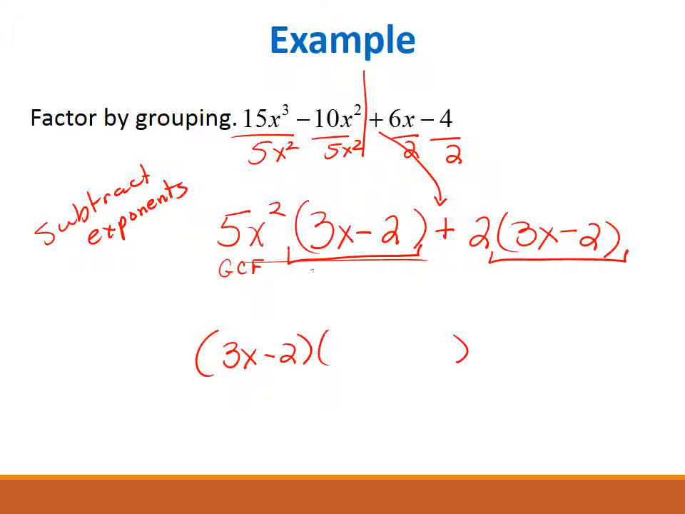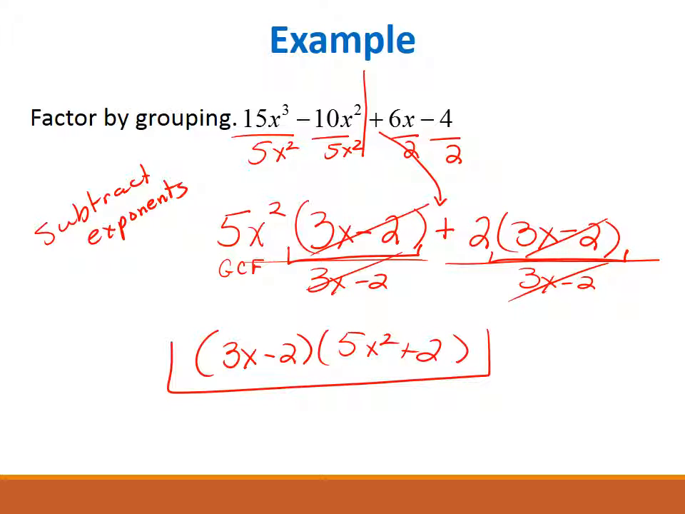Next, divide the front and the back of the polynomial by that binomial that you've just factored out. When you do that, it leaves you with 5x squared plus 2. This is your final answer.